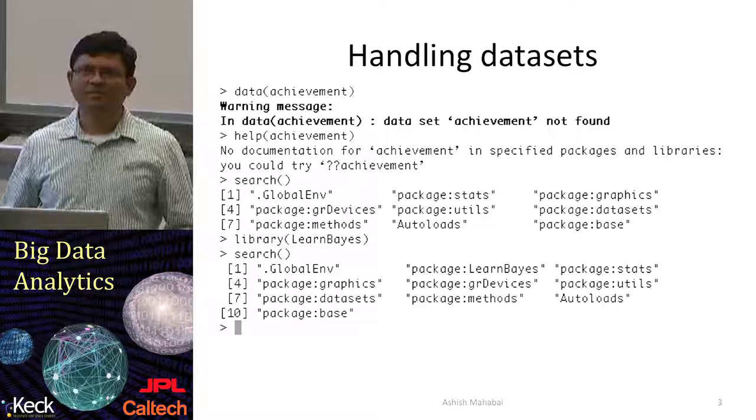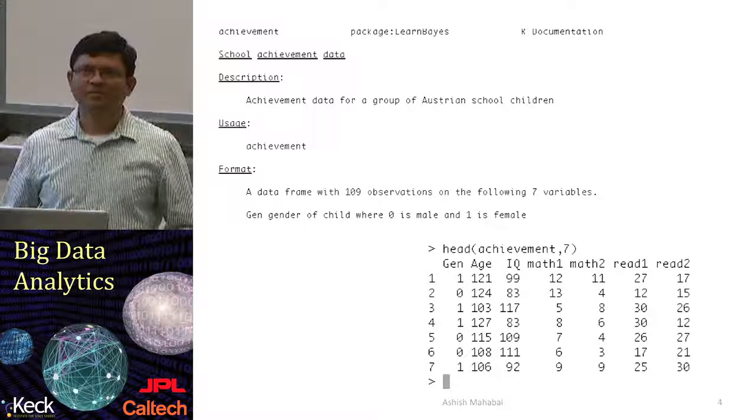So you can go ahead and say library learnbayes, and that will load it for you. And if you rerun the search command, you will see the learnbayes package at number 2. Once that is there, if you say help achievement, you're going to see a little bit about what that particular data set includes.